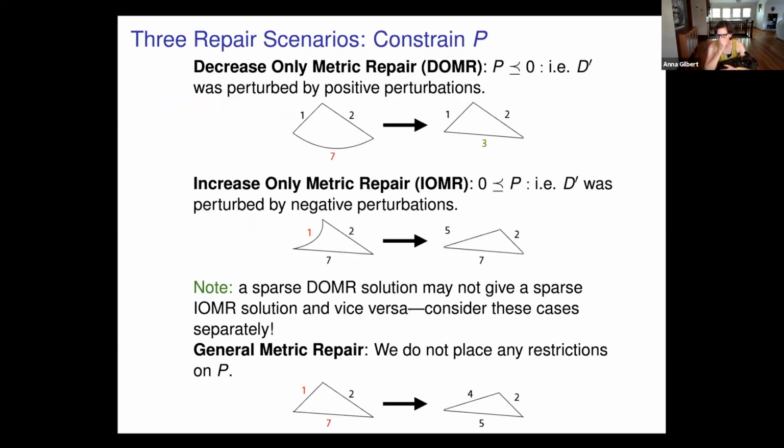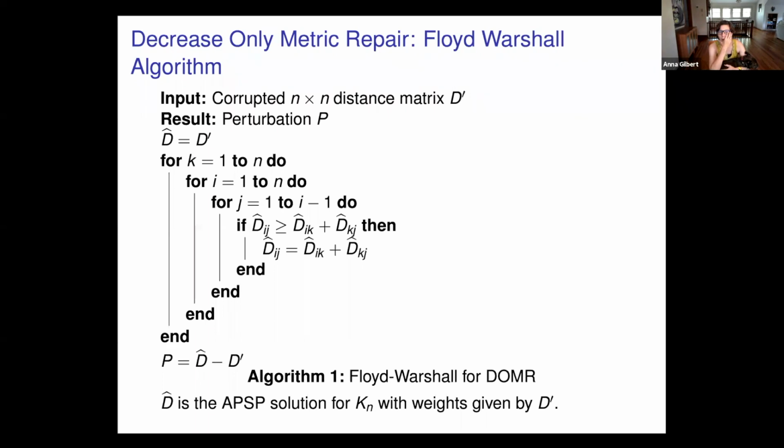Okay, so having divided the world up into three kinds of problems, decrease only, metric repair, increase only, and the general case, let's go look at the decrease only case. Okay, and then let us observe. I will tell you that "let us observe" is a phrase that hides many sins. And I will also tell you that for several months, Lalit and I did not know what to do.